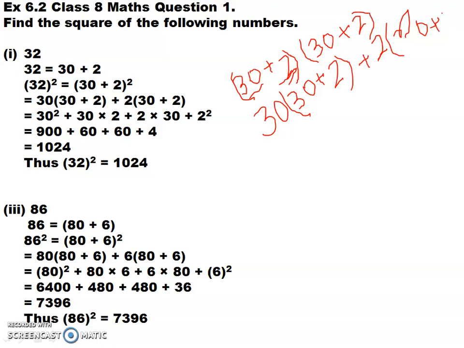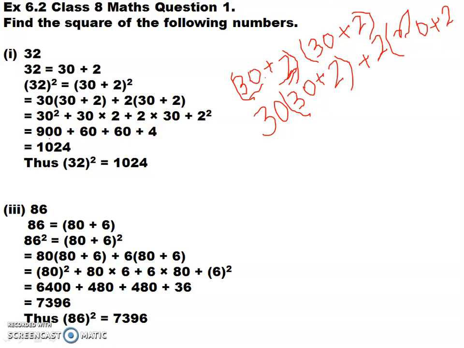It's very difficult to write on this. So 30 plus 2. So what is that? The first number into the second bracket and the second number into the second bracket. That is how you get this step. Hope it is clear to you. So what is 30 into 30? 30 square. And 30 into 2, here 2 into 30 plus 2 into 2.